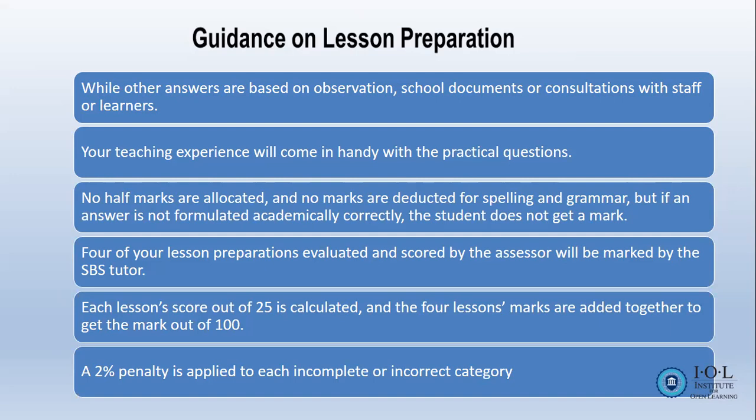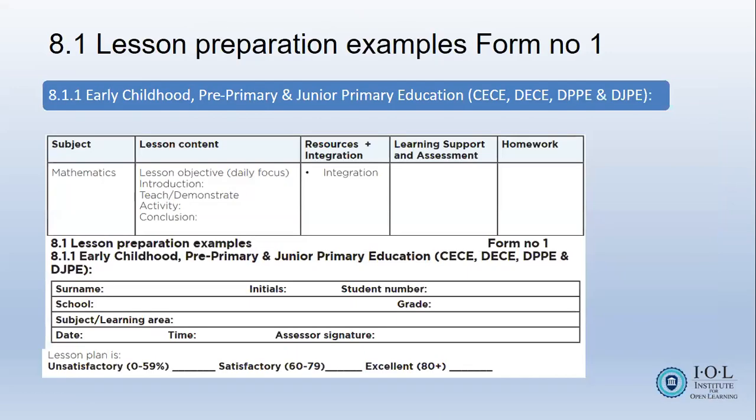And then 4 or 5 of your preparations will be evaluated and scored by the SPS tutor, and each lesson is not 25, but it's 20. So it's 20 times 5, which gives us a mark of 100. And so we see a 2% penalty is applied to each incomplete or incorrect category. So you will lose marks. So if we have 10 categories and 2% each, it's 20 marks to be deducted.